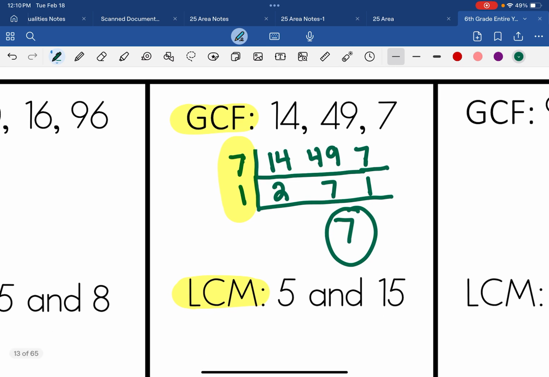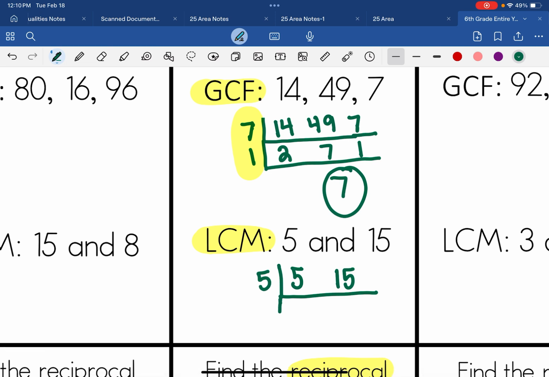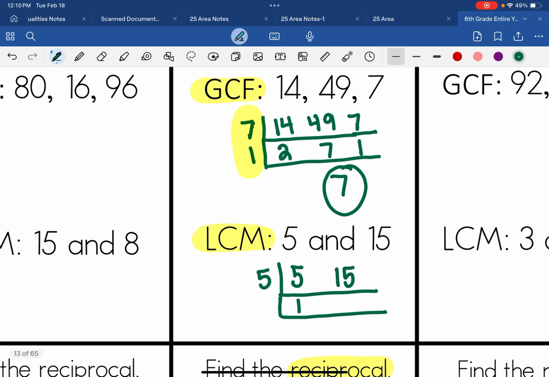Okay? LCM will look kind of the same, except you're going to highlight in an L shape at the end. So we're finding the LCM of 5 and 15. What number can go into 5 and 15? It would be 5. Well, I'm going to draw my ladder again. What is 5 divided by 5? 1. 15 divided by 5 is 3. These cannot go into anything else except 1.